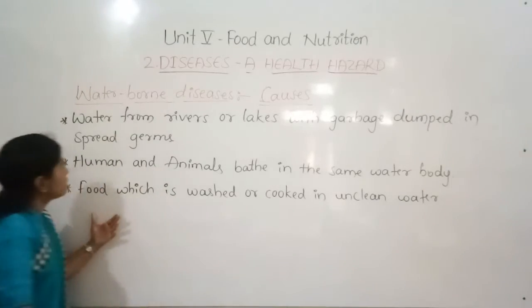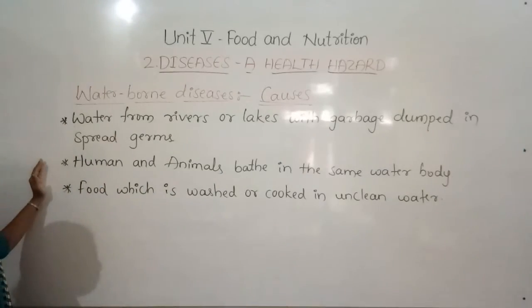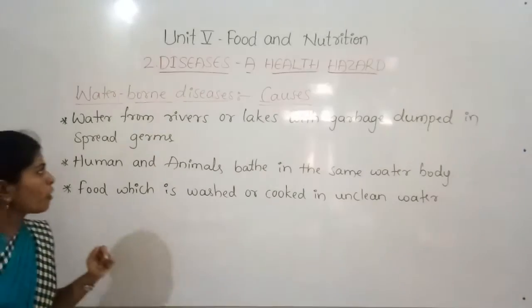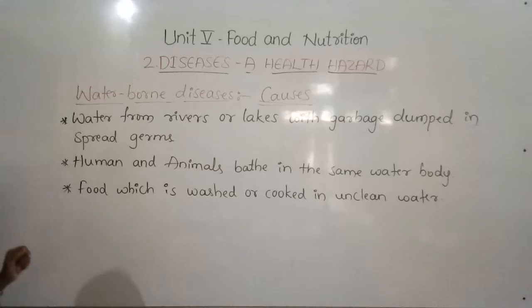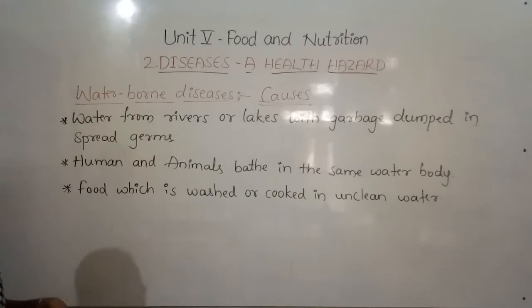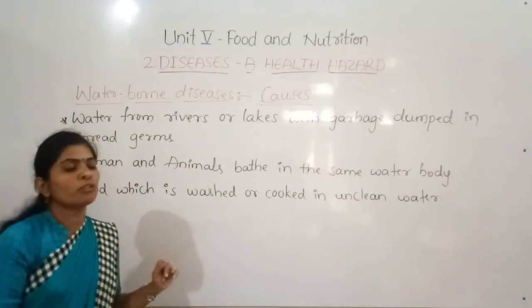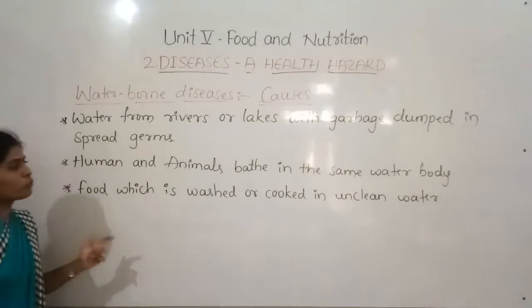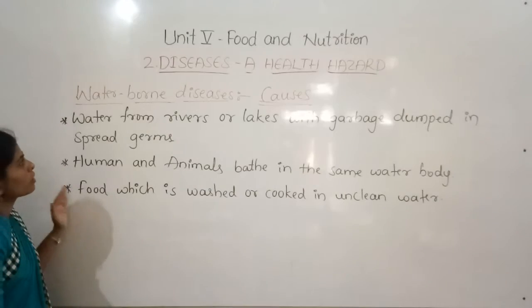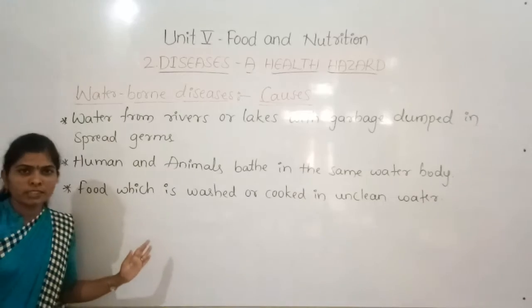So these are all the causes of waterborne diseases. The first one is water from rivers or lakes with garbage dumped in spreading the germs, and humans and animals bathing in the same water body. And the third one is food which is washed or cooked in unclean water. So these all bring diseases.